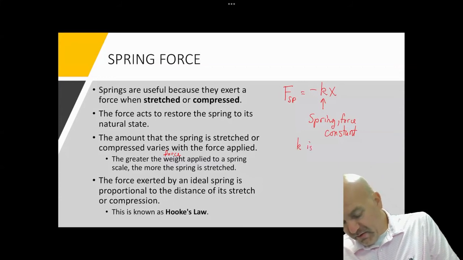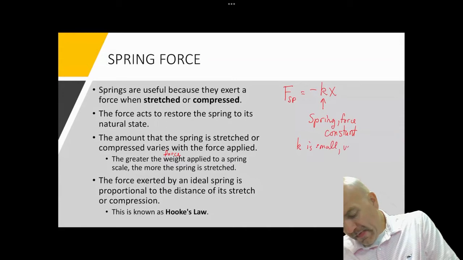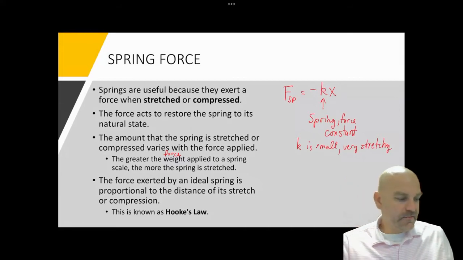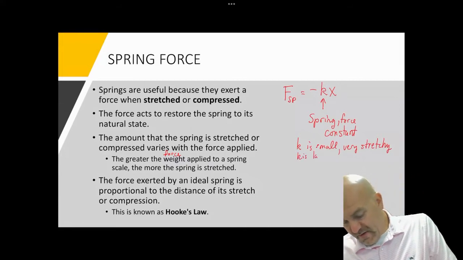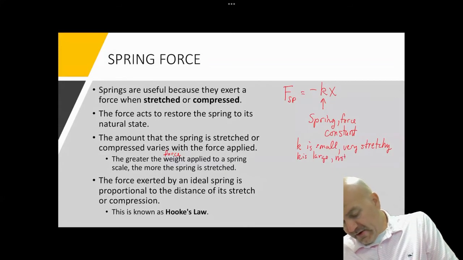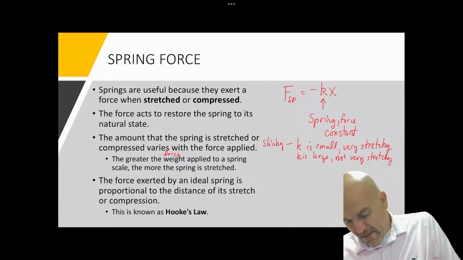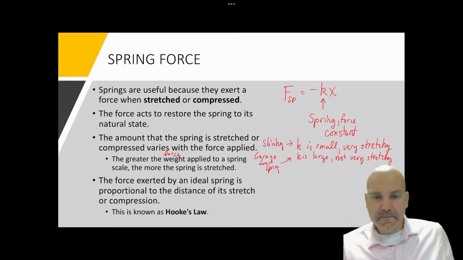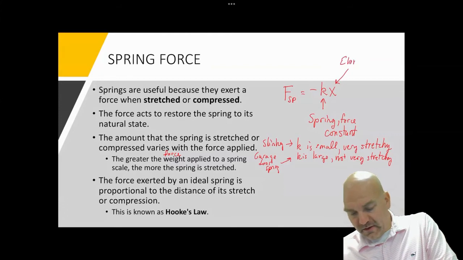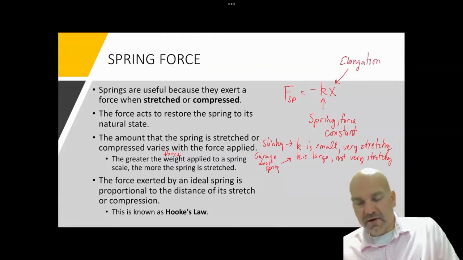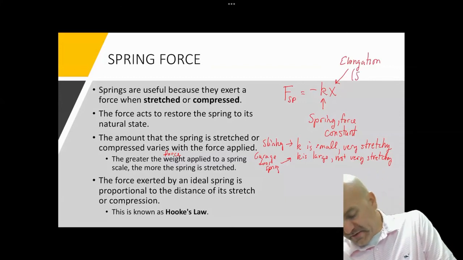If K is small, the spring is very stretchy. Think slinky. If K is large, it's not very stretchy. Think garage door spring. So, slinky, garage door spring. This x is what we call elongation, and this is how far the spring is stretched or compressed.